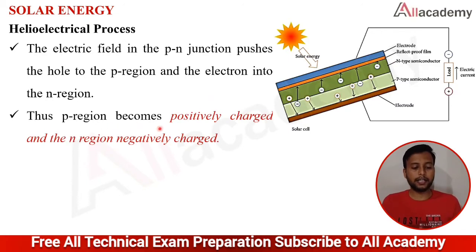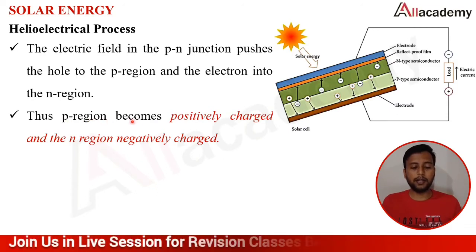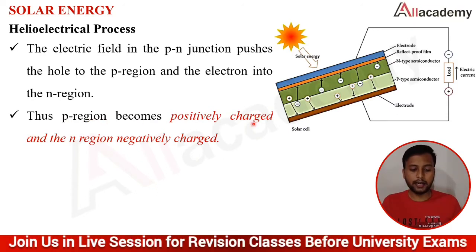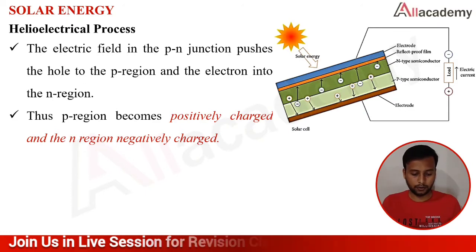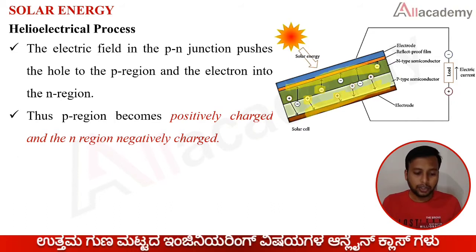Thus the p region becomes positively charged, and the n region becomes negatively charged. I have shown this plus here; you can take a screenshot and check it out. So this end becomes positive and this end becomes negatively charged.